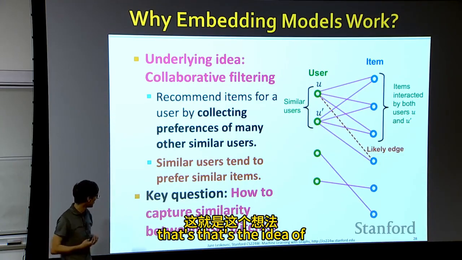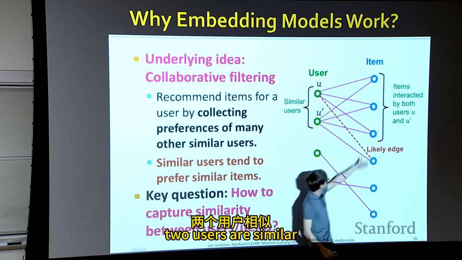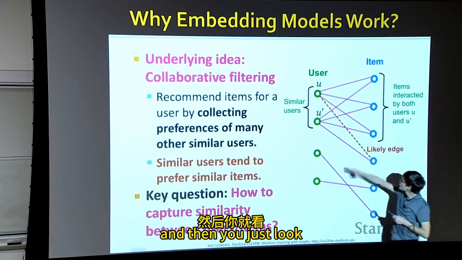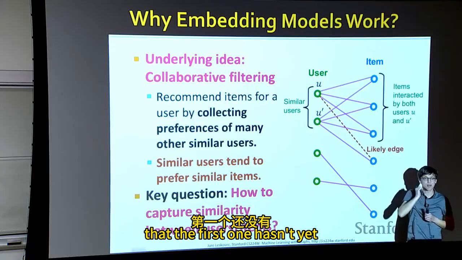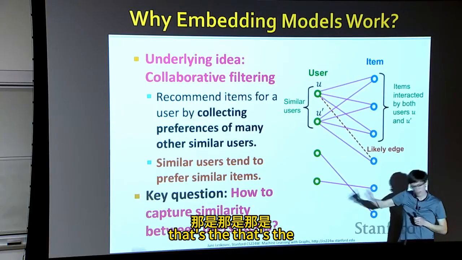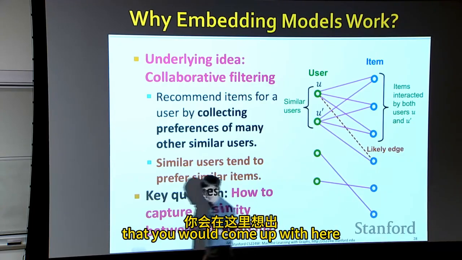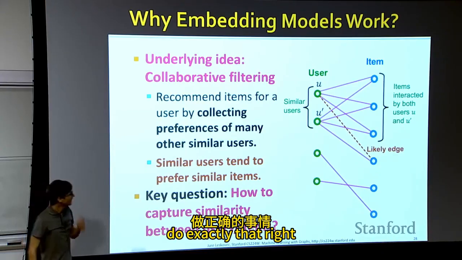That's the idea of collaborative filtering, where you can basically say two users are similar if they interacted with a lot of the same items, and then you just look at what the other user has interacted with that the first one hasn't yet. And that's a very good recommendation that you would come up with here. And these embedding-based, graph-based methods do exactly that, right?